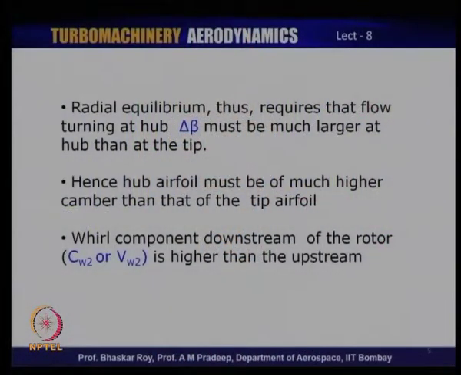Now, what does that mean? The free vortex also means that it has a radial equilibrium, so that the flow turning at the hub must be much larger than at the tip. From this we can draw a corollary that the hub aerofoil must be of a higher camber than that of the tip aerofoil. So, the tip aerofoil is likely to be a flatter, low camber aerofoil, and the hub aerofoil would be a high camber aerofoil.